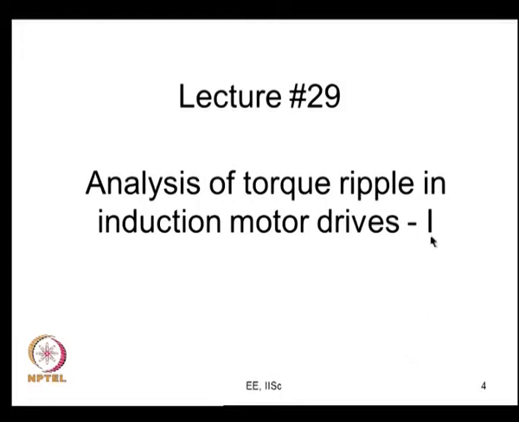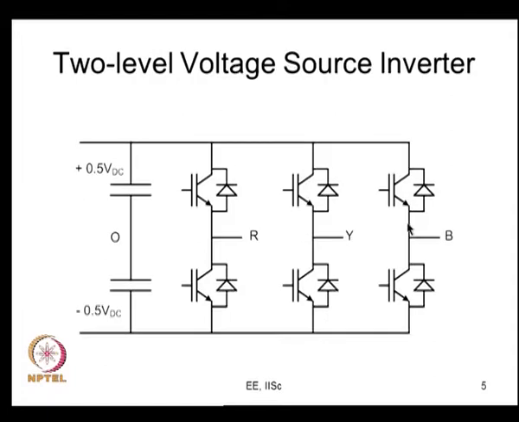So now I would call this analysis of torque ripple in induction motors 1, with particular focus on the low switching frequency. So this is the voltage source inverter which we have been seeing over the last several lectures, and the motor. Now in this case we are clearly looking at a motor being connected. These are the RYB terminals of the motor. The motor is not shown here, and this is the DC side. There is a DC voltage of VDC applied here, and this is the DC midpoint O.